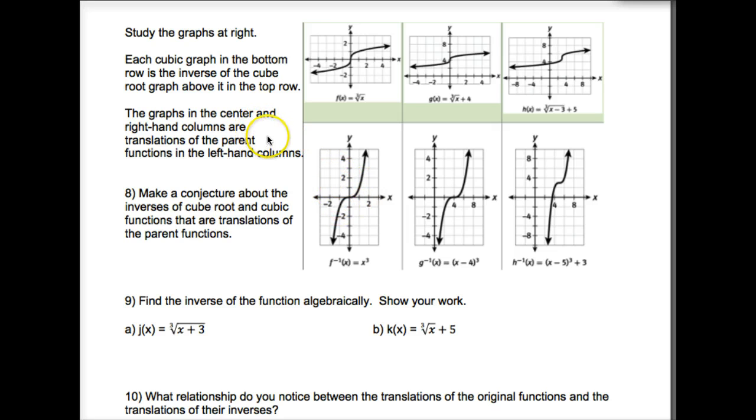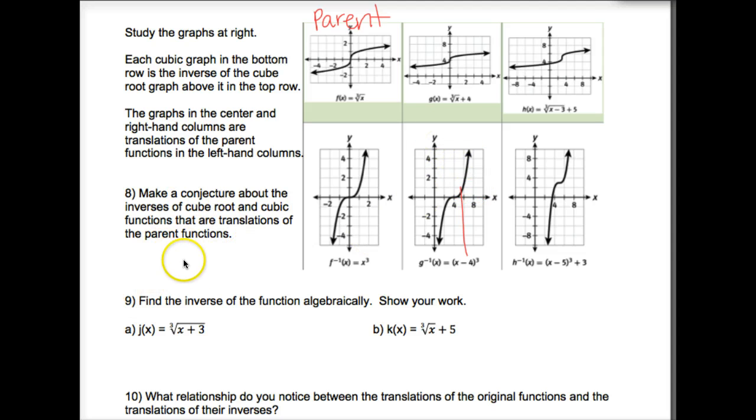The graphs in the center and the right-hand column are translations of the parent functions in the left-hand column. So that's telling you that this column is for the parent graphs, cube root of x and x cubed. These ones are translations, meaning shifts. So we moved left, right, up, and or down.